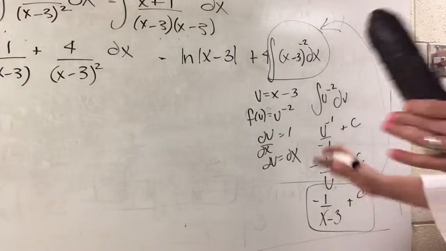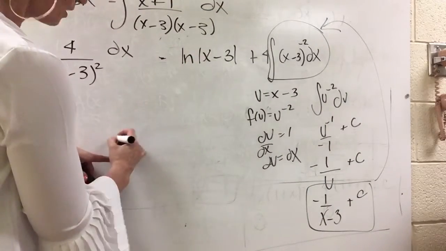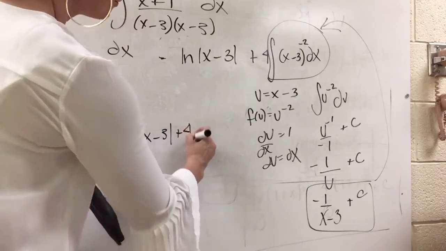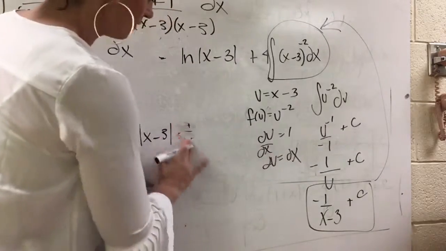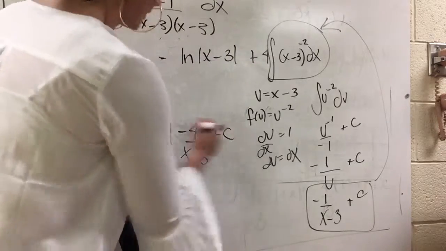Okay. So now I'm going to put this guy back in here. So the final integral is just this piece here. So the natural log of x minus 3 plus 4, it's actually negative 4 over x minus 3 plus c.